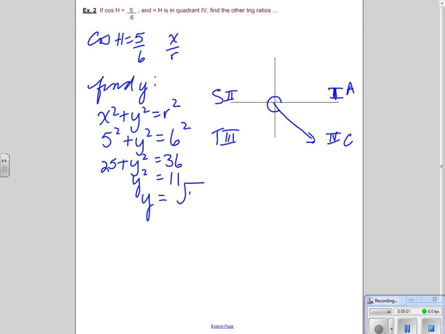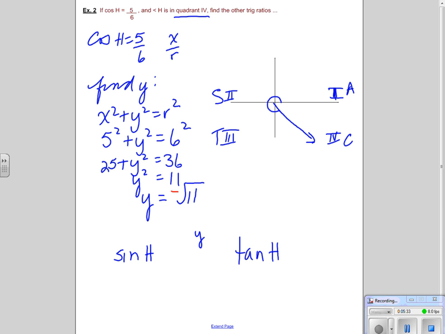I'm going to take the square root of both sides. But remember, I expect that y will have a negative value because I was told it is in quadrant 4. So negative root of 11. And that's also true that negative root 11 squared is 11. So it is a possible answer. We have our x, our y, and our r values. We can find the other two trig ratios. We have cos, we need sine, and we need tan.